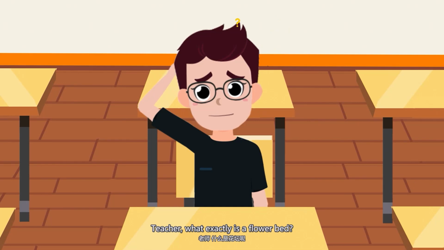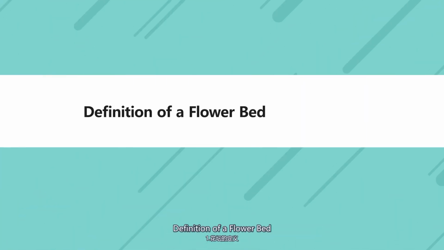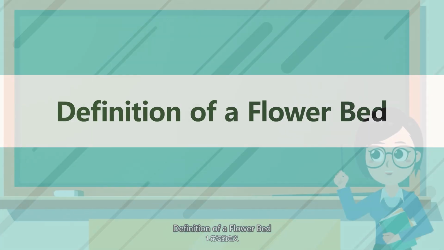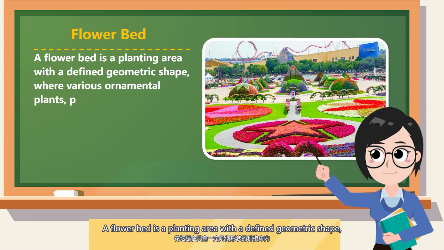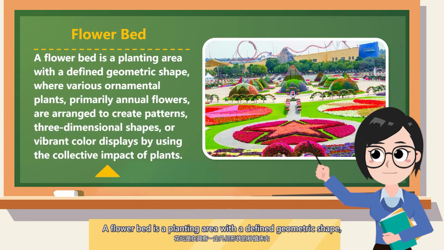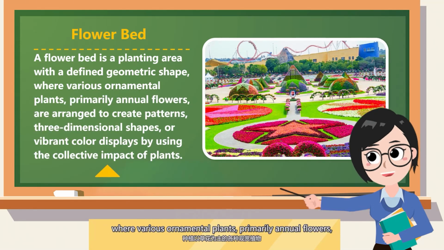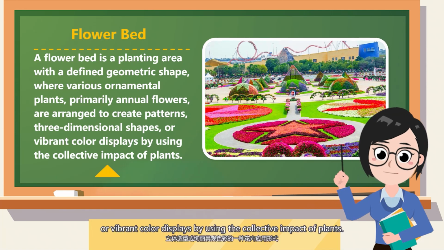Teacher, what exactly is a flower bed? Definition of a flower bed. A flower bed is a planting area with a defined geometric shape, where various ornamental plants, primarily annual flowers, are arranged to create patterns, three-dimensional shapes, or vibrant color displays by using the collective impact of plants.